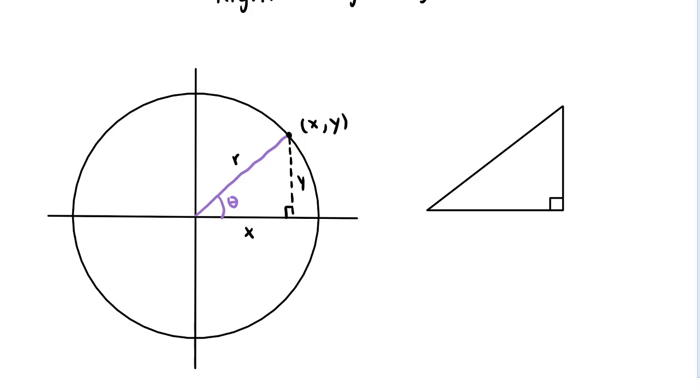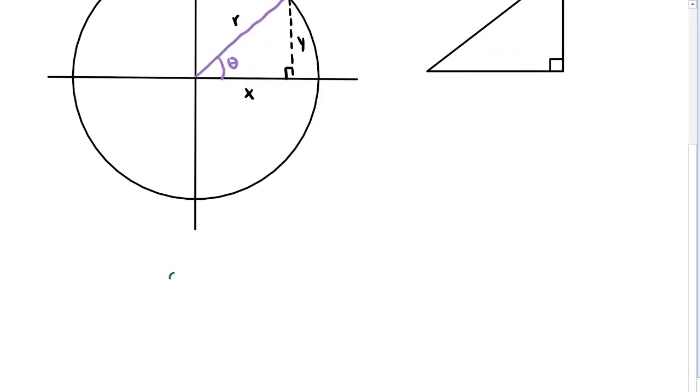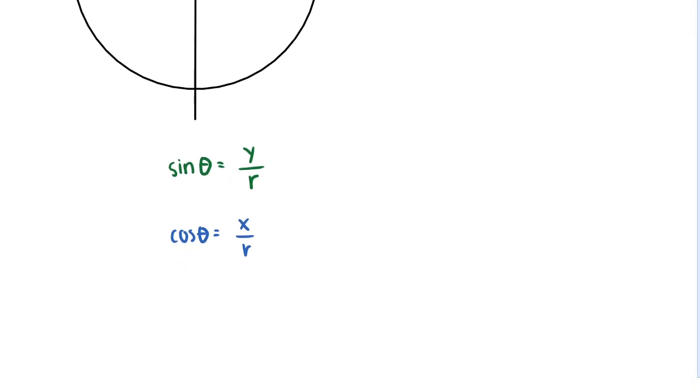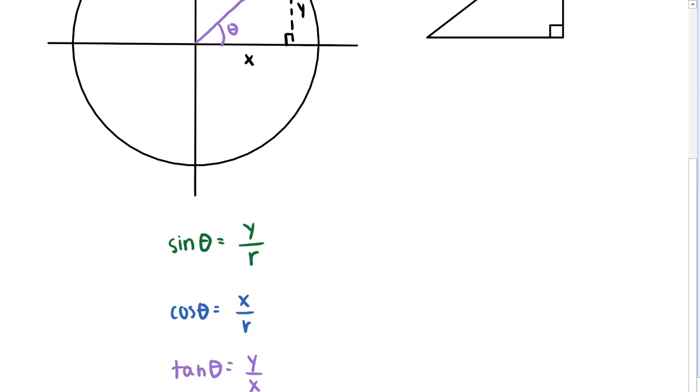And we said that sine of theta is the ratio of the y-coordinate of that point divided by the radius of the circle. Cosine of theta is the ratio of the x-coordinate divided by the radius of that circle. And then tangent of theta is the ratio of y divided by x for that point on the circle.